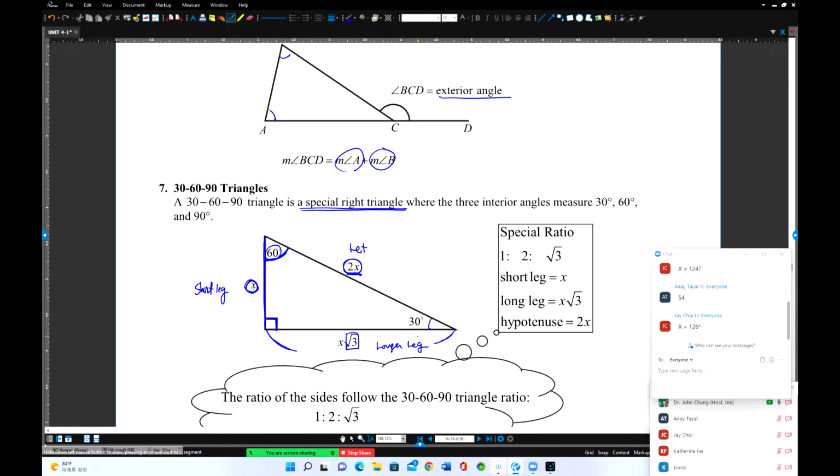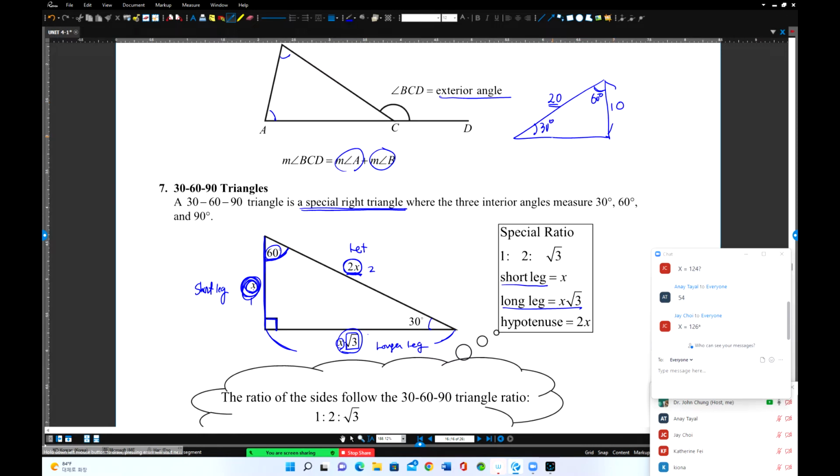Okay? What is the special ratio? 1, 2, root 3, right? 1, 2, root 3. The shorter leg is x. The long leg is what? x times root 3, just square root 3 times x. The hypotenuse is 2x. For example, if this is a right angle, this is 30 degree, 60 degree, and this side is 20, the side adjacent to this 60 degree is half of this number, so it's going to be 10.